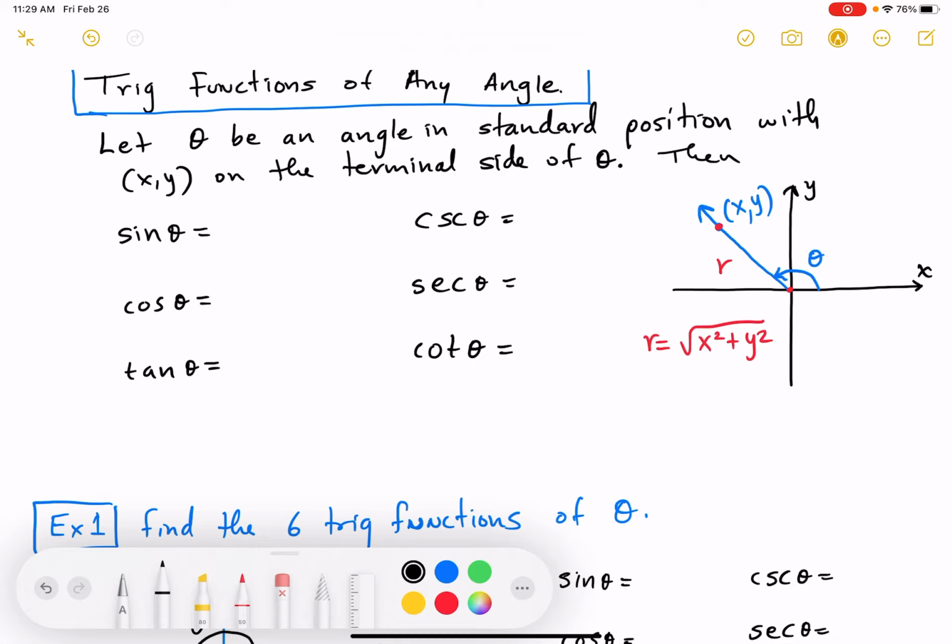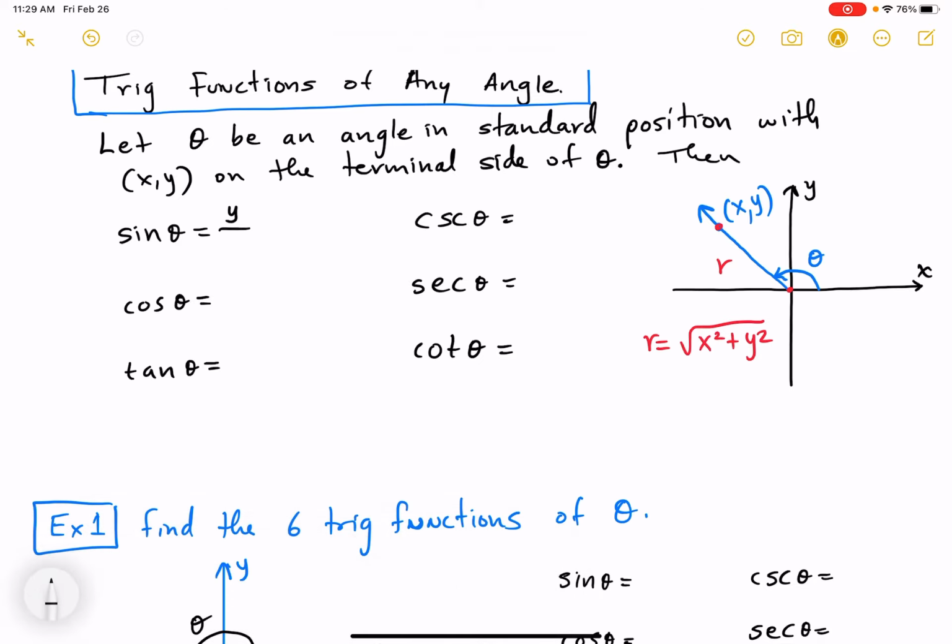So once we find r, we define sine as y over r, cosine as x over r, and tangent as y over x, as long as x is not 0. Cosecant is the reciprocal of sine, so it's r over y. Secant is the reciprocal of cosine, so it's r over x. And cotangent is the reciprocal of tangent, so it's x over y. Again, provided y is not 0 and x is not 0.